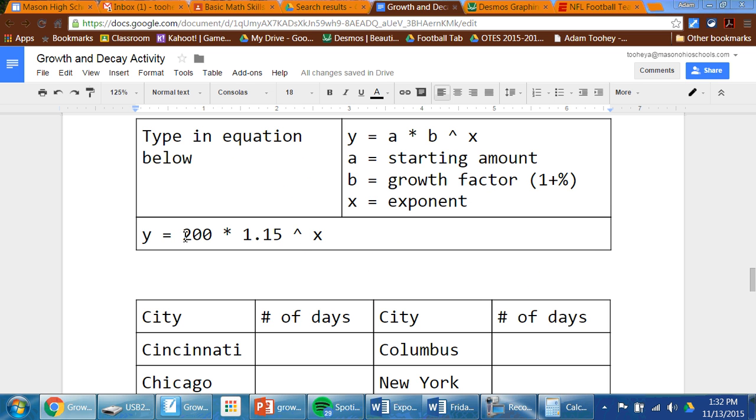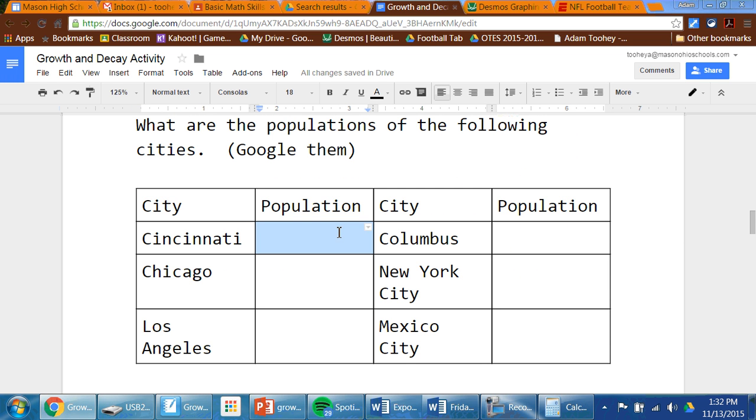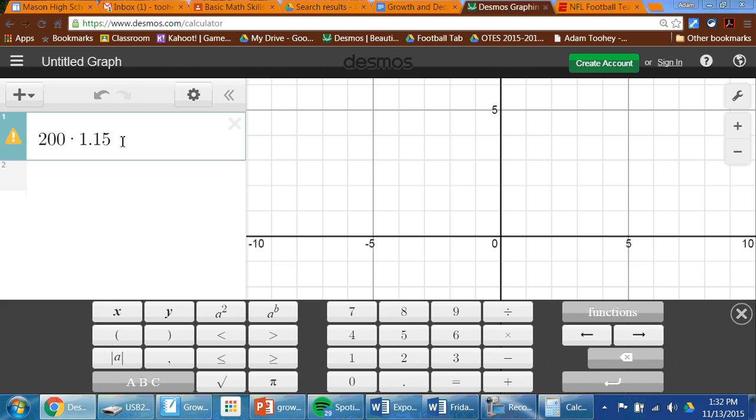So now that I've got my exponent question, I've got to go back and look at my populations. Let's just say, for example, and this is not the right answer, 100,000 people live in Cincinnati. That is not correct, just an example. What I'm going to do is go to a calculator and type in my equation, 200 times 1.15, and I'm going to change my exponents to try to make it closest to 100,000. So I'm going to try 10 initially. I'm just guessing numbers. My answer is not over 100,000. It's 809. Too small. How about 20?